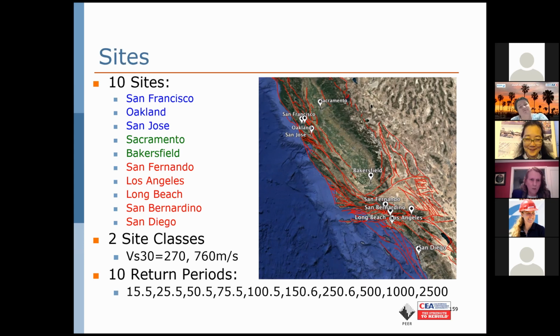As I've already said before, for each one of these cases, we looked at 2 site classes, 270 and 760 meters per second. And here is the list of the return periods, as I've already mentioned, between 15.5 and 2,500 year return periods. So it's the whole gamut of ground motions, which makes for wonderful plots.